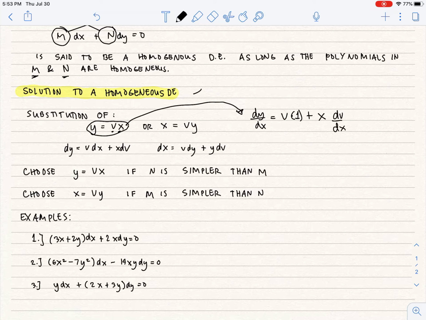Okay, so the next thing to do is multiply both sides by dx. So this is dy equals v dx plus x dv. That's what you get here. Okay? I hope the example is clear.